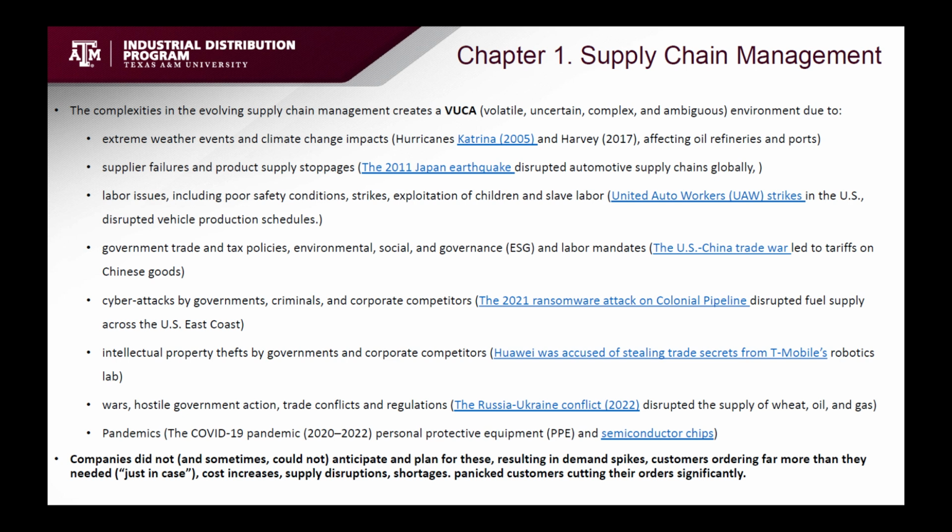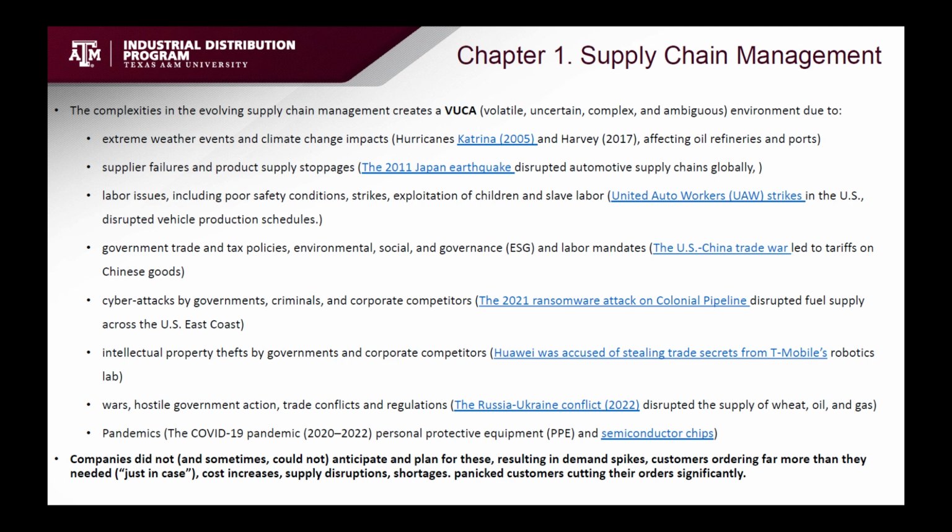Now look at the disruptions on the slide. Extreme weather: Hurricane Katrina in 2005, Hurricane Harvey in 2017, both knocked out oil refineries and ports right here on the Gulf Coast. Supplier failures: the 2011 Japan earthquake disrupted automotive supply chains globally. Labor strikes, government policies like the US and China trade war and its tariffs. Cyber attacks like the 2021 ransomware attack on Colonial Pipeline. That one shut down fuel across the US East Coast for days.